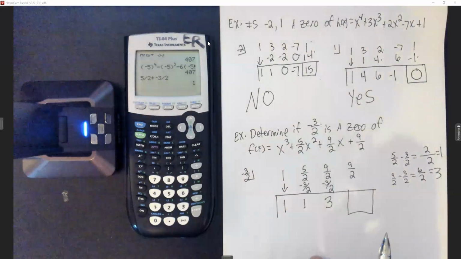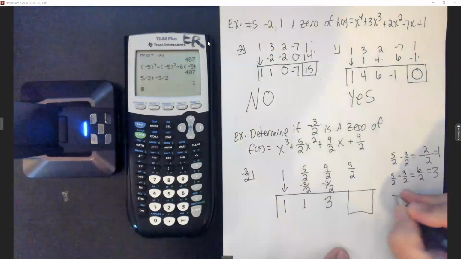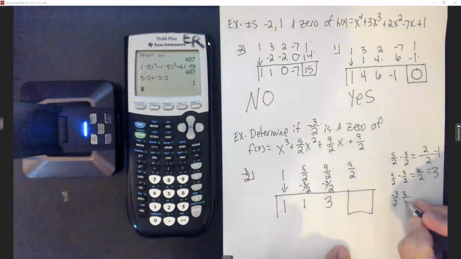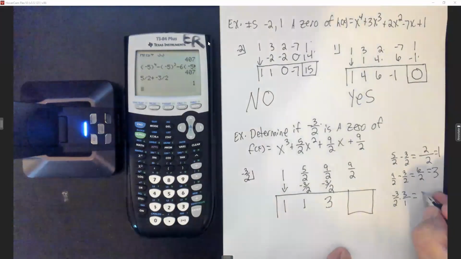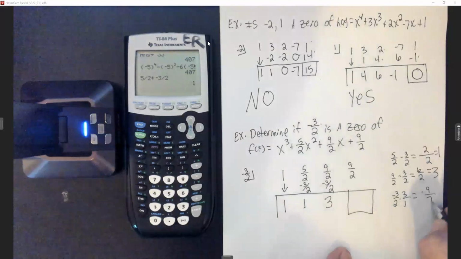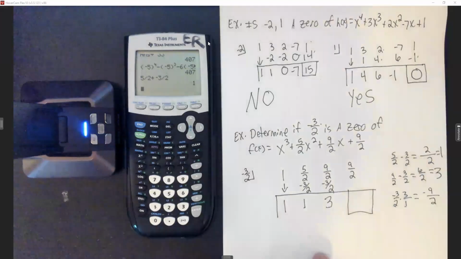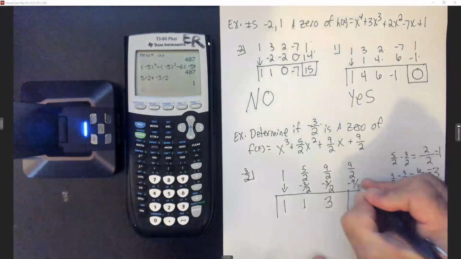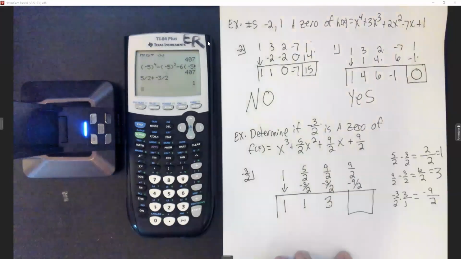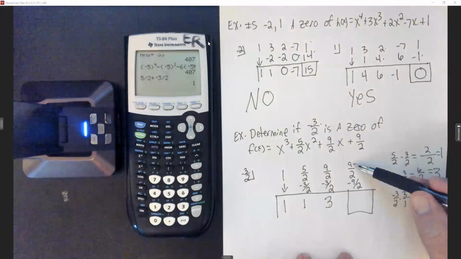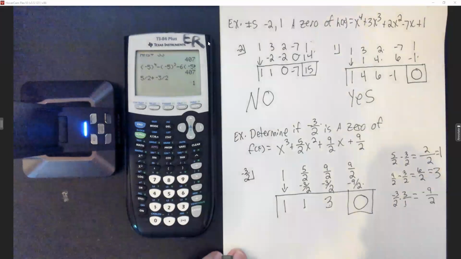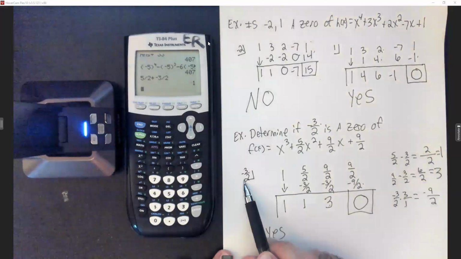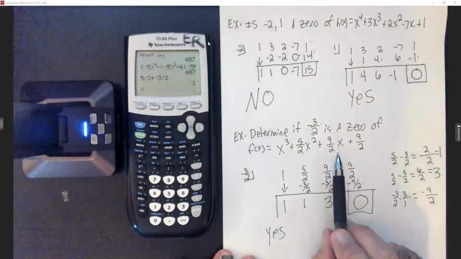Now, 3 times a negative 3/2. So let me show you how I'd multiply that. I would treat the 3 like it had a 1 on the bottom and multiply straight across. So negative 3 times 3 is negative 9. 2 times 1 is 2. So 3 times a negative 3/2 is a negative 9/2. And y'all look at that. 9/2 plus negative 9/2 gives me a remainder of 0, which means yes, negative 3/2 is a 0 of that polynomial.